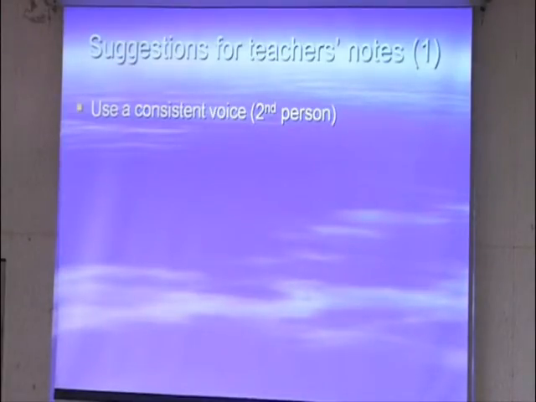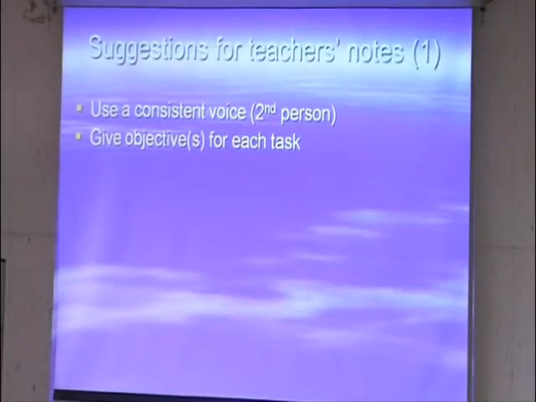Sometimes in teachers' notes what you see is that part of it's in the imperative. Do this, tell the students that, elicit that, explain this. So you're using the imperative, and then the next minute the notes say, the teacher should blah blah blah. That's switching from the second person to the third person, and it kind of doesn't read very well. And I think the best way is just to use the imperative, second person. Do this, do that, explain this, elicit that. Be consistent in your voice.